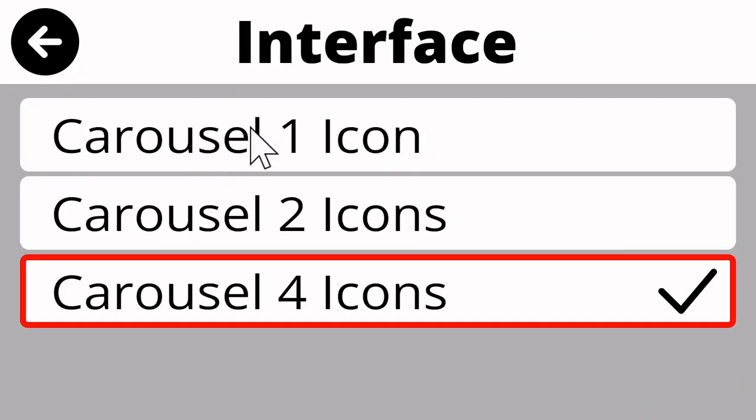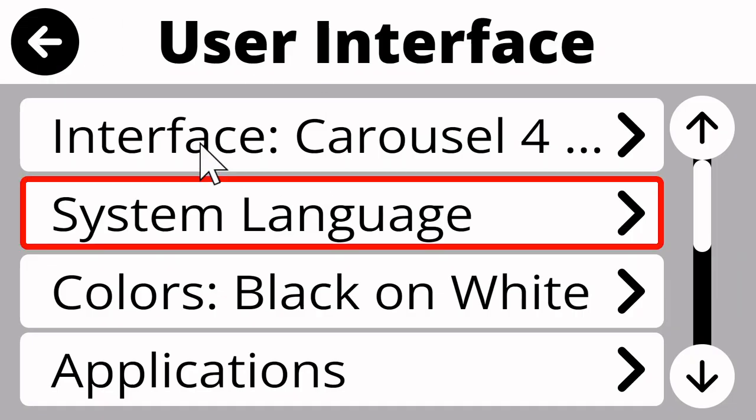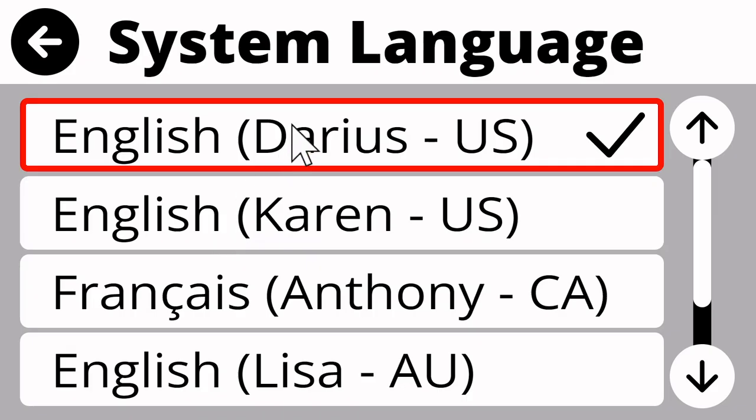I am returning into my user interface settings, and there again are my carousel settings. Beneath that, I'll navigate down to system language. And presently, everything you're seeing is in English. Let me click on system language here, and you'll see that I am indeed using United States English with the voice Darius when I have things read aloud back. And to the right is a check mark showing that that is my selected voice and system language.